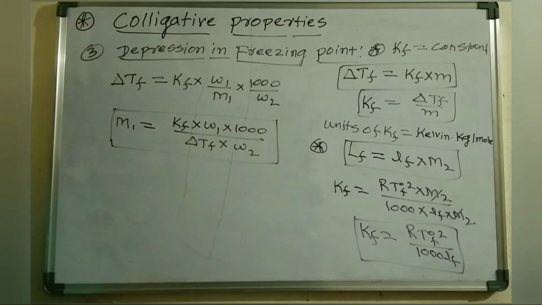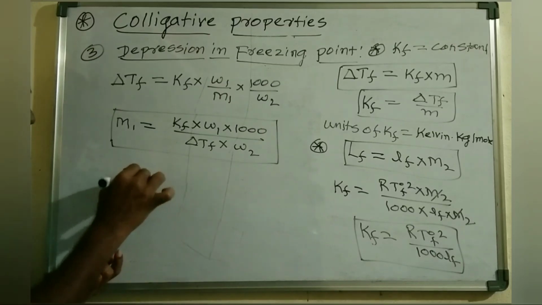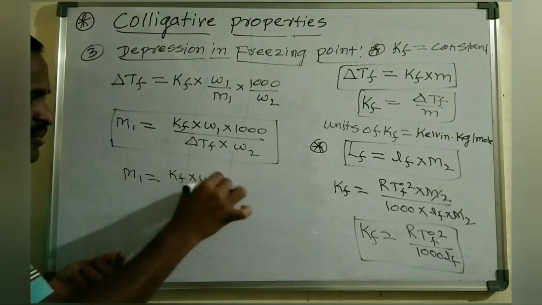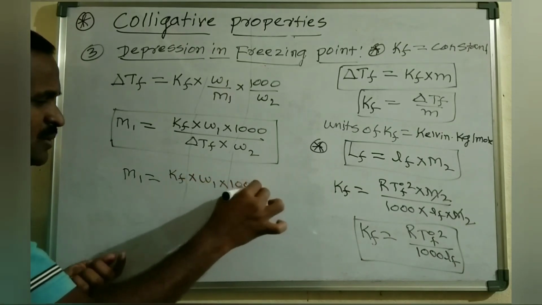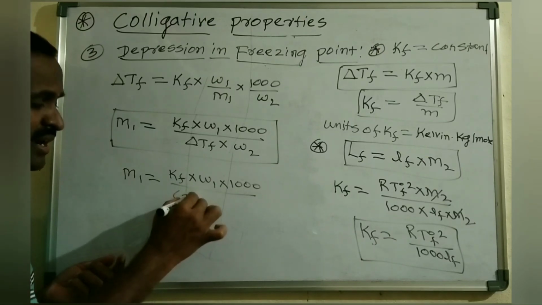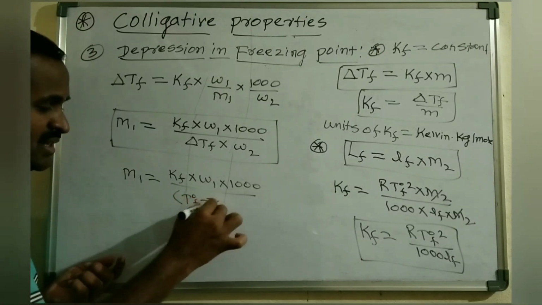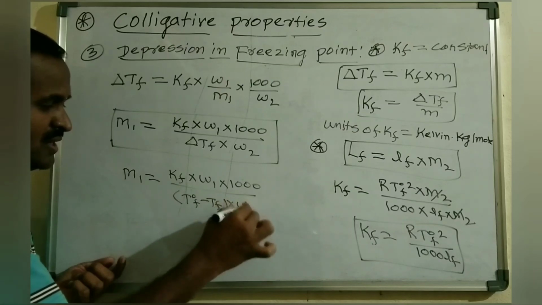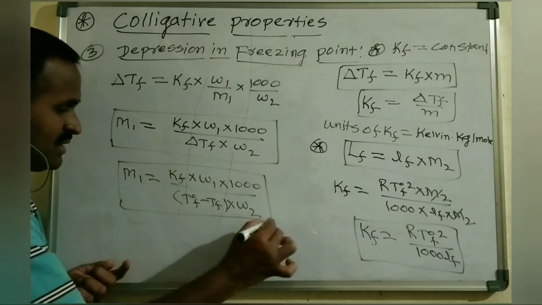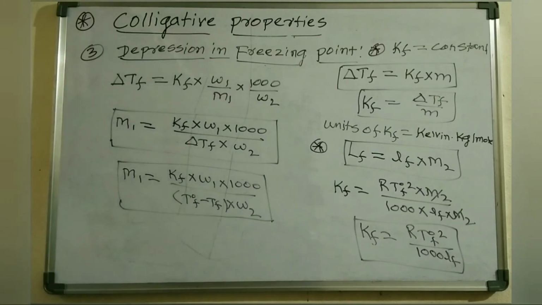You can expand delta TF also here. M1 equals KF into W1 into 1000 divided by T naught F minus TF, into W2. So this is the formula to find the molecular mass of a non-volatile solute.